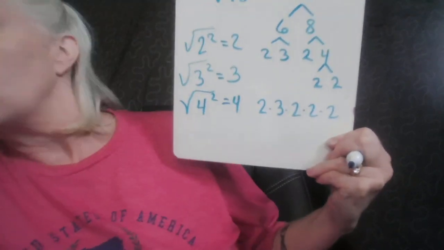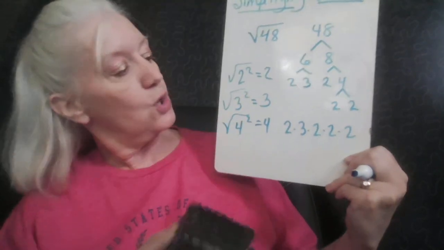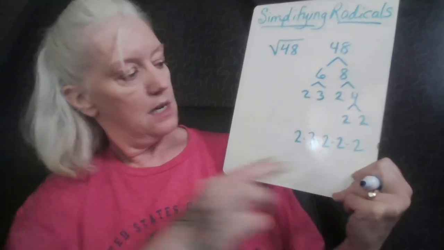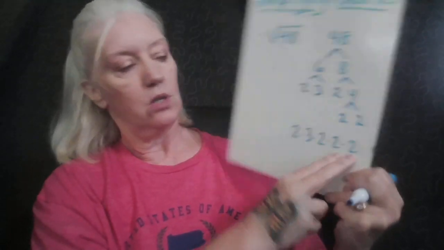When you're talking about a square, you need 2 of them. So for every 2 of these, a 2 is going to come out. Cross off those 2, cross off those 2. For each of those, a 2 is going to come out. So that means that I have a 2, another 2, and a 3.